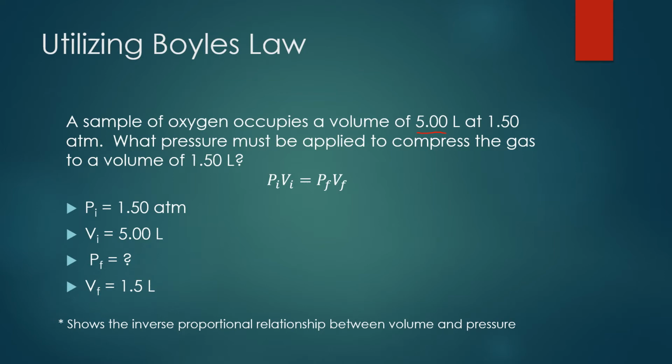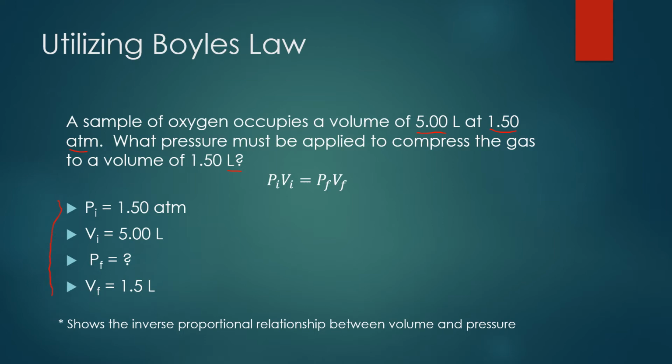Okay, so how I like to approach these problems is I like to look at all the information given, look at the units present, and then convert if necessary. So I have liters and I have atm. Those are the units I want, so I don't need to convert anything. My next step then is to make a list of knowns and unknowns. So that's what this is down here.